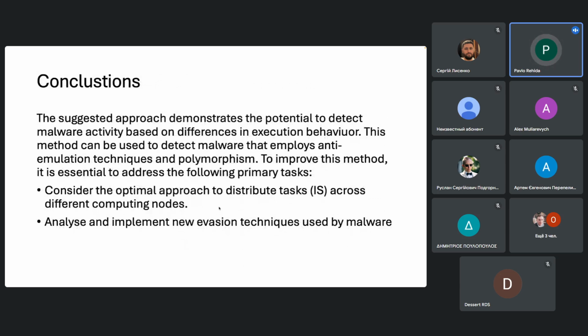Conclusion. The suggested approach demonstrates the potential to detect malware activity based on differences in execution behavior. This method can be used to detect malware that employs anti-emulation techniques and polymorphism. To improve this method, it is essential to address the following primary tasks. The first is to consider the optimal approach to distribute tasks across different computing nodes. The second is to analyze and implement new evasion techniques used by malware.